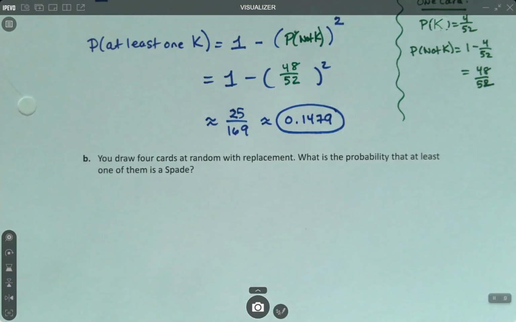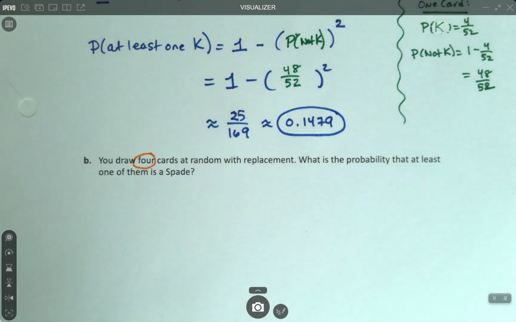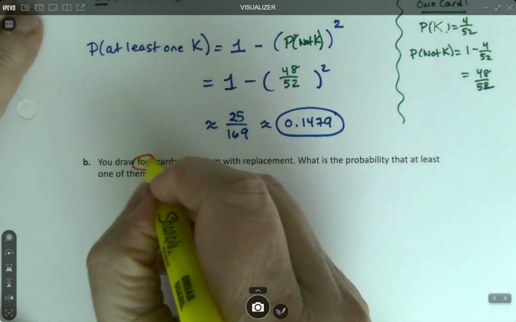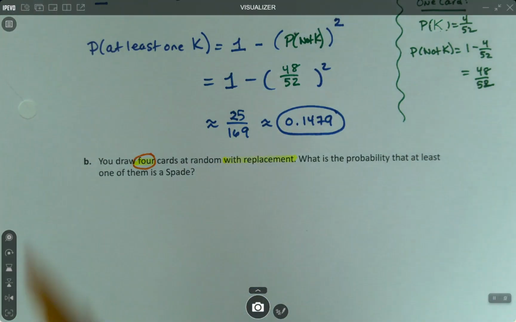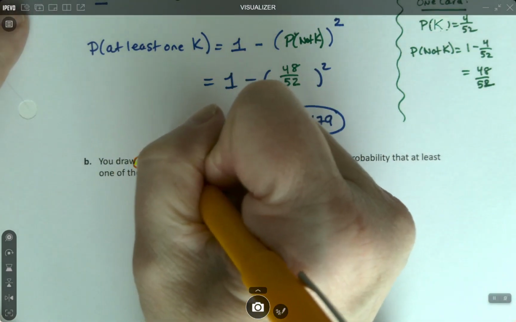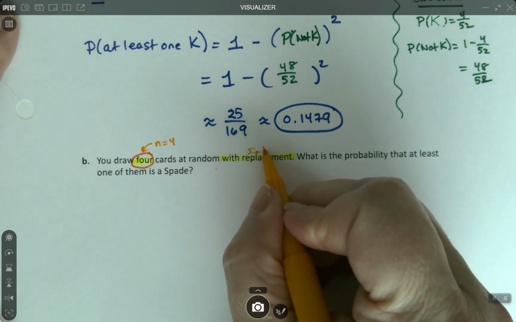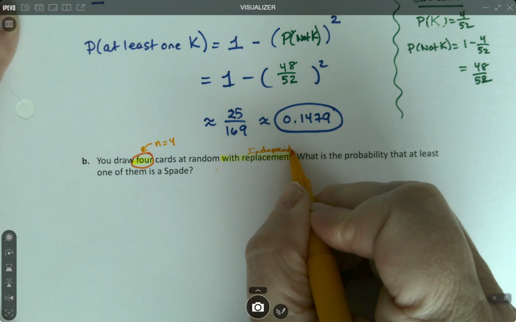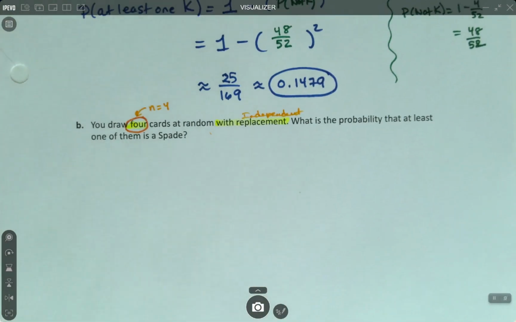All right, let's do it again. We want to draw 4 cards with replacement. So 4 cards is important because now I know my n equals 4. With replacement is important because otherwise this rule doesn't work at all, right? So n equals 4. And I know it's with replacement, so I know it's independent. That's good. We don't actually work with things that are not independent as a general rule, with the exception of the two-way table.